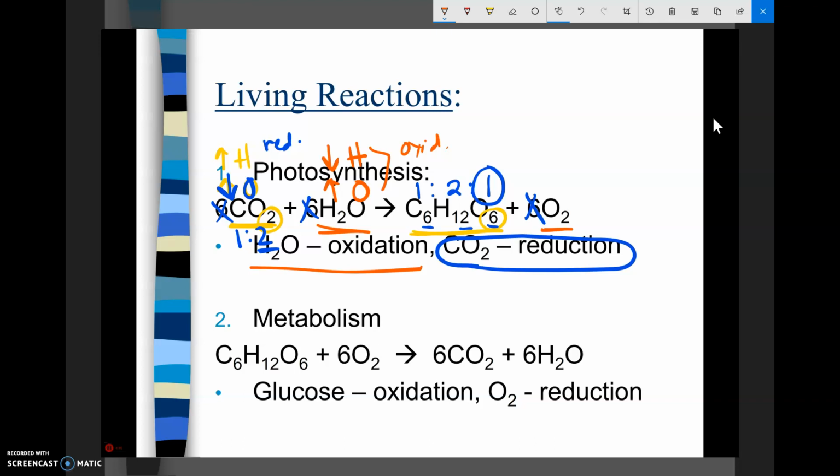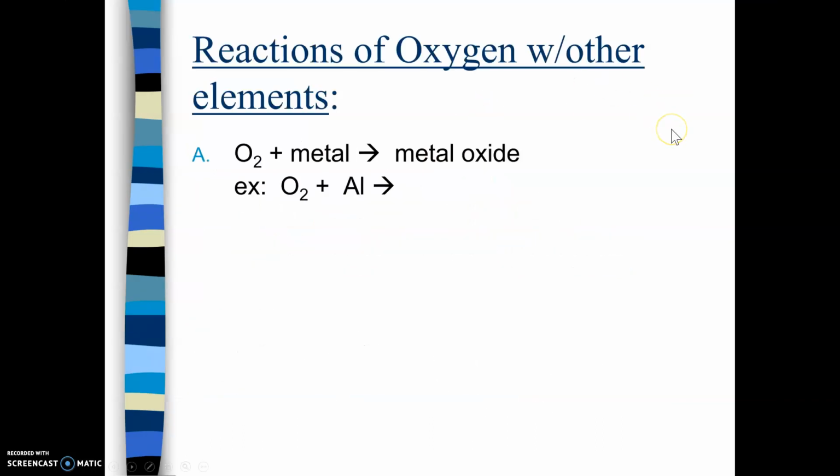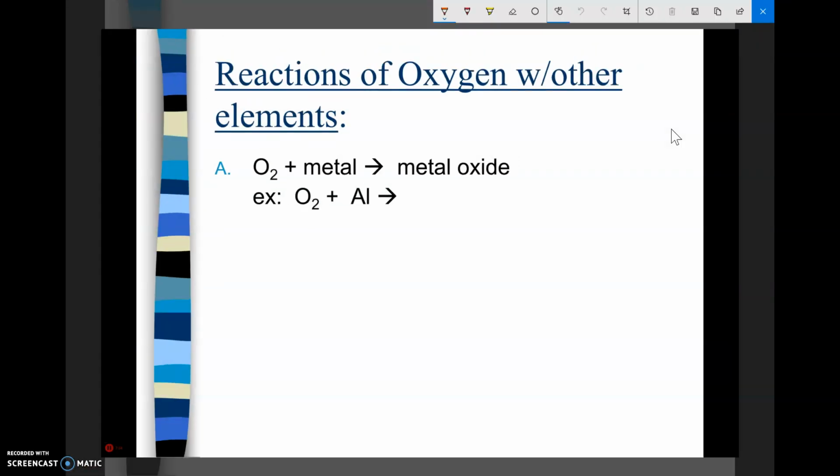Okay, for our last part of this chapter, we're going to talk about reactions with oxygen. There are 3 basic reactions we're going to look at, and each of these you've done before. You've just done them in prior chapters. The first one is when we have oxygen with a metal, and what we're going to get is a metal oxide. So here's an example. Here's our oxygen plus a metal. What that's going to form is a metal oxide.